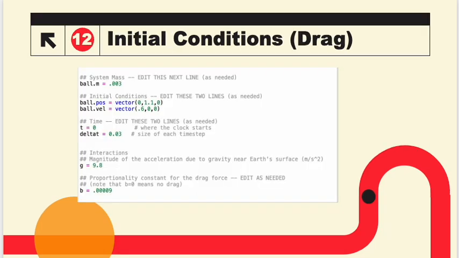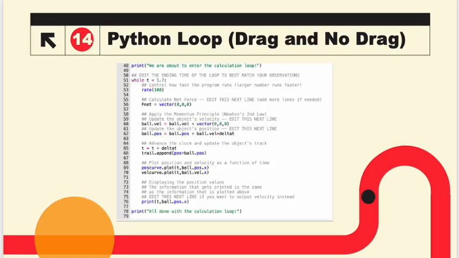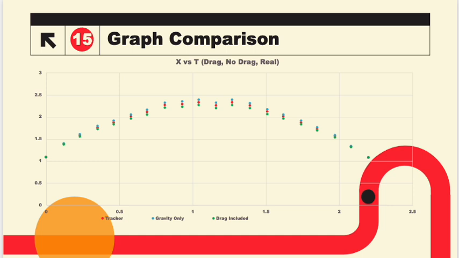And these were my initial conditions with drag. As you see, the b equals 0.00009, and this is my initial conditions without drag, where the b just equals 0. And this is the loop that we used for both the drag and no drag. And the Python models generated data that we plotted for comparison.